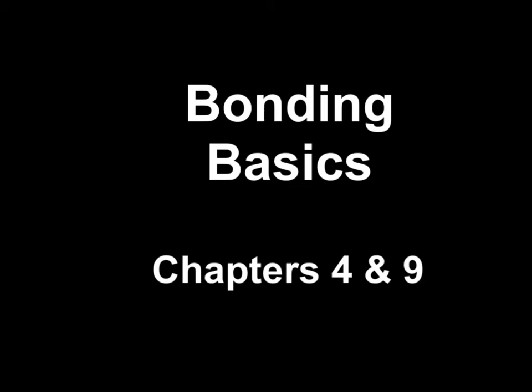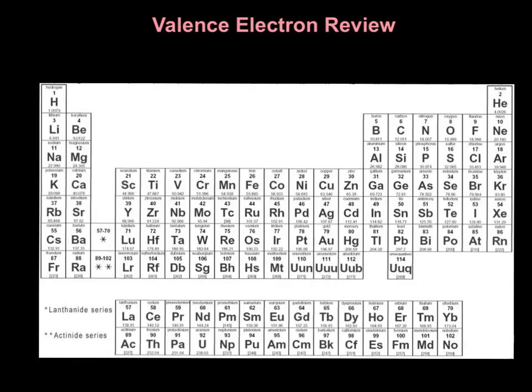This screencast is a review of valence electrons and Lewis dot diagrams, as well as instruction on bonding, ionic bonding and covalent bonding. The information contained in this screencast can be found in chapters 4 and 9 in your textbook. So, quick review on valence electrons.